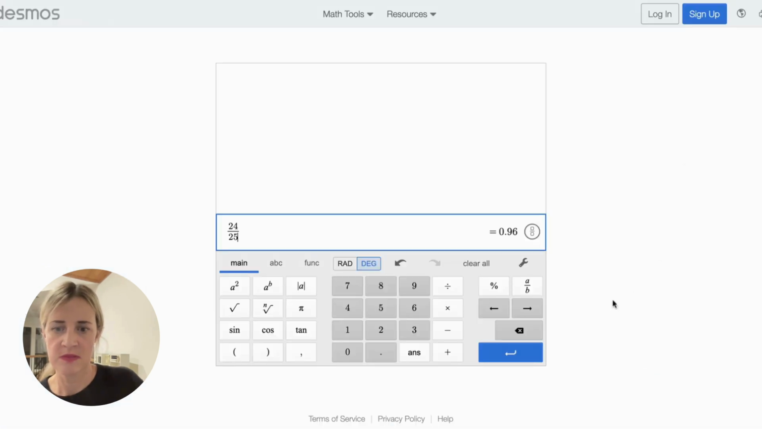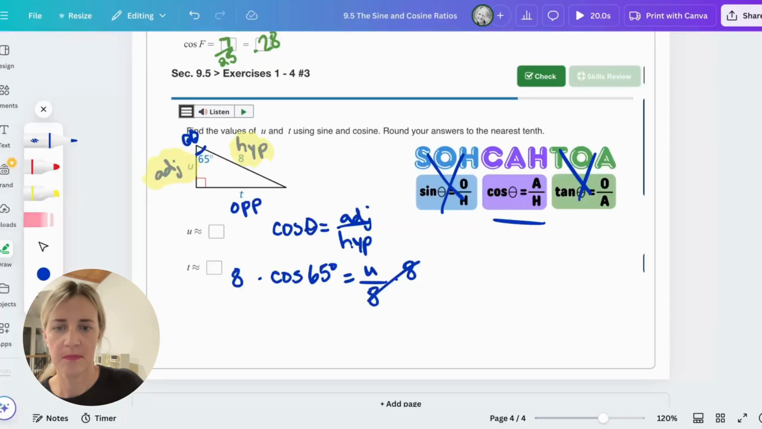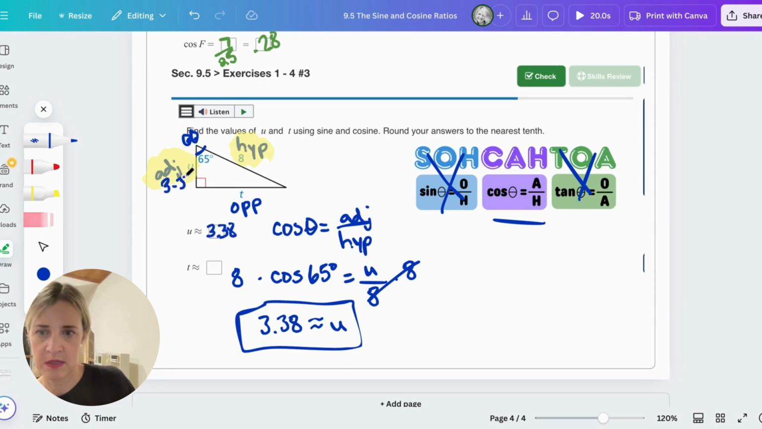Go back to our Desmos. 8 times cosine 65. 3.38. You see how the squiggly lines, those mean approximate. So u is approximately 3.38. Okay, from here there are a few ways we could go.